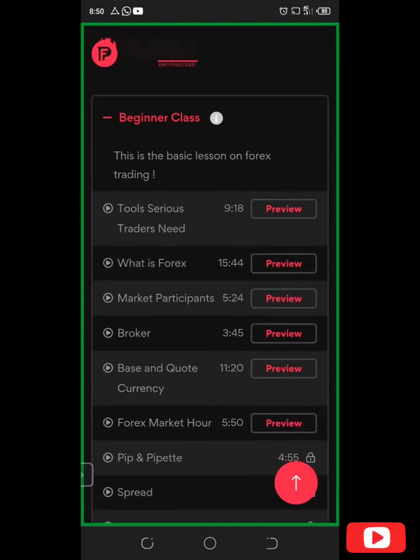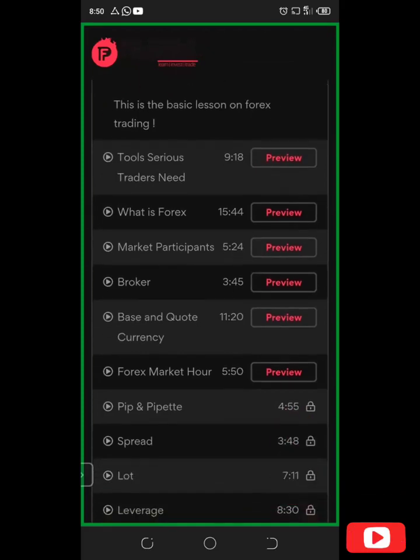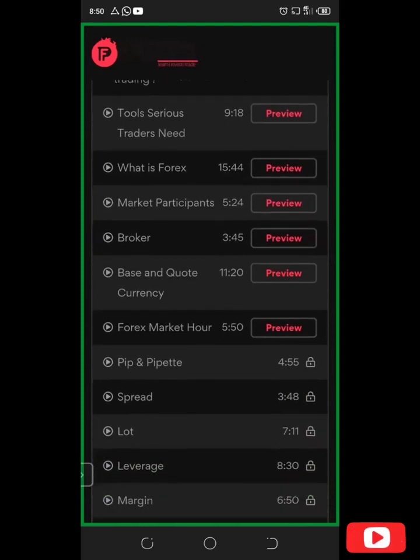And look at it. The first topic on his course is the tools you need as a serious trader. He talked about MT5, MT4, and having a phone or a laptop is an advantage, and a journal as well. Now, he explained in detail what Forex is, and who the market participants are, and then the brokers. Of course, you already have a broker with Juliet and I, but for you to have prior knowledge of what brokers are and how they operate, the explanation is there.